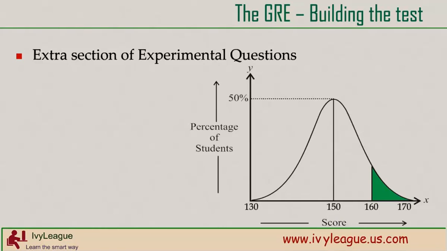On the present GRE also, to allow for pre-testing, students taking the GRE will attempt an experimental section. This could be a quantitative reasoning or verbal reasoning section.